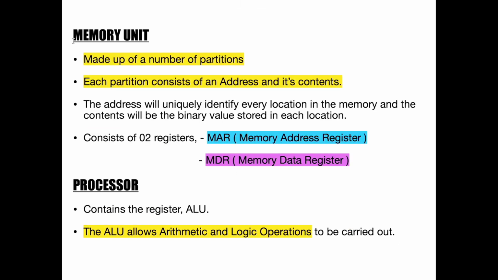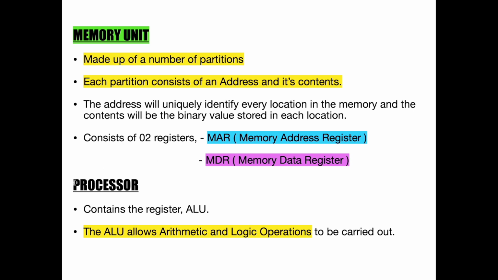The first component is the memory unit. The memory unit is made up of a number of partitions. Each partition contains an address and some information. The address present in each partition will uniquely identify every location in the memory, and the contents will be the binary value stored in each location. The memory unit contains 2 registers, the MAR and the MDR. All this information simply presents a general idea about this component.